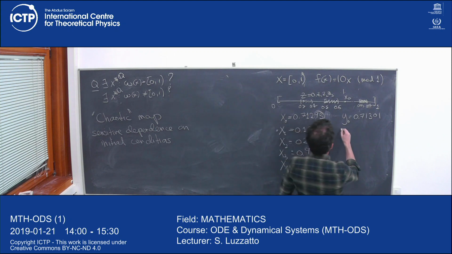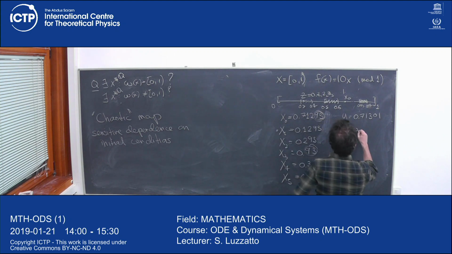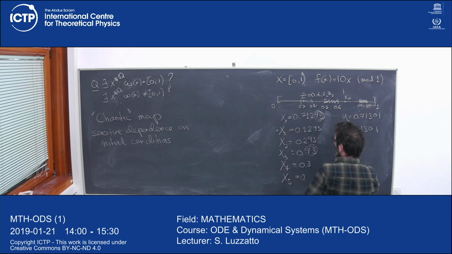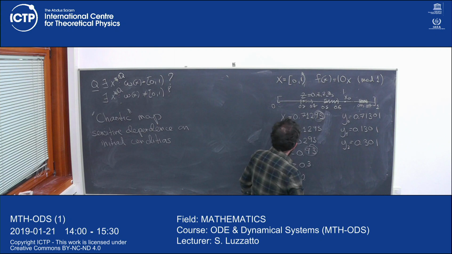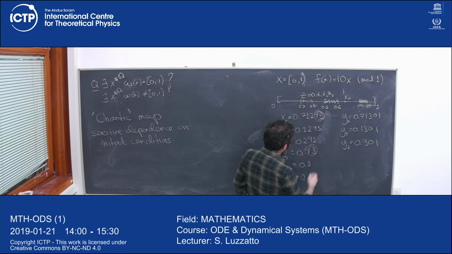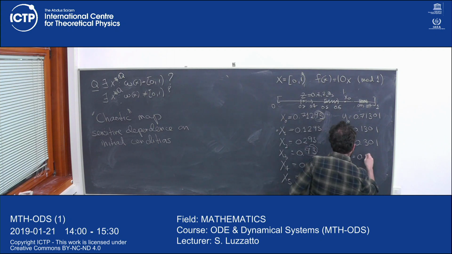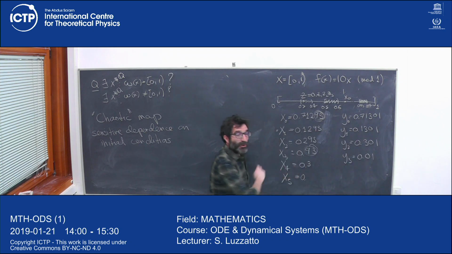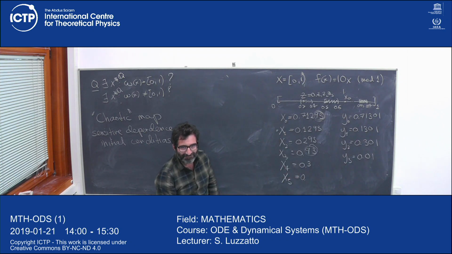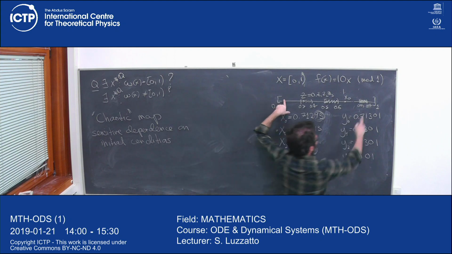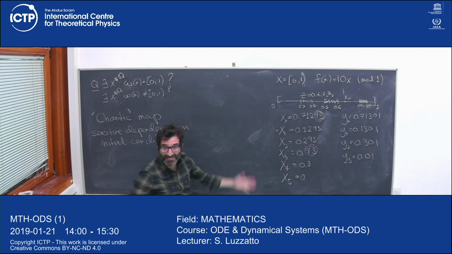What happens as you iterate here? So y1 is equal to 0.1301, y2 is equal to 0.301, okay? These are still relatively close. This is 0.293, 0.301, but what happens in y3 is suddenly 0.01, and this is 0.93. Now suddenly 1 is here and 1 is here. Suddenly.